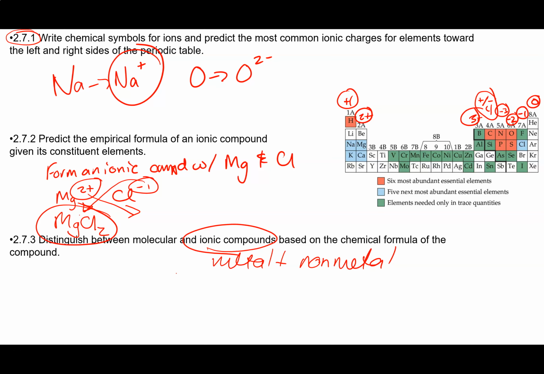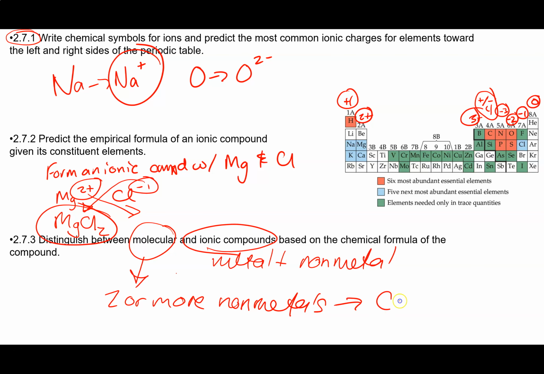Molecular and ionic compounds. Remember, metal plus nonmetal makes it ionic. Molecular is 2 or more nonmetals. Most common types of molecular compounds are carbon, hydrogen, oxygen containing compounds. They can have any of those things in them. Another common molecular is going to be anything that has 2 or more nonmetals.